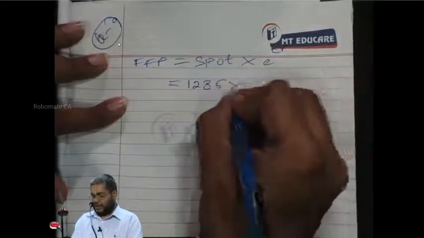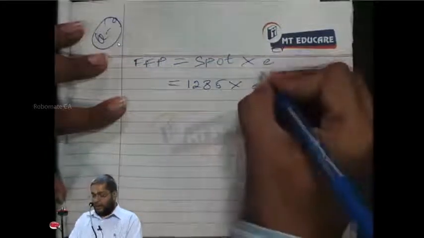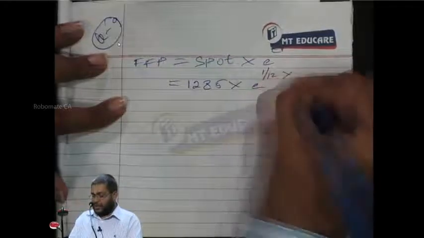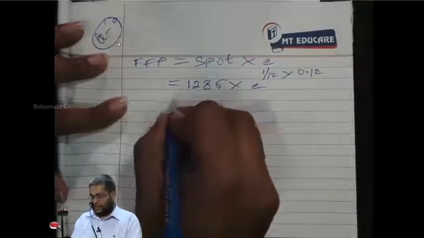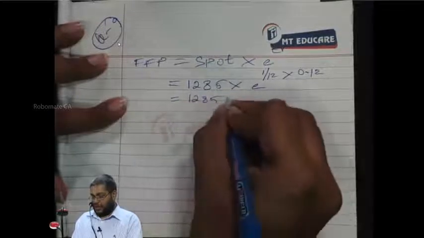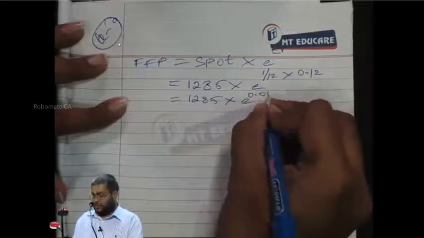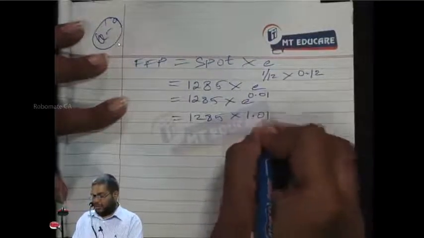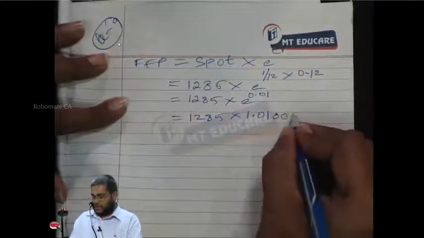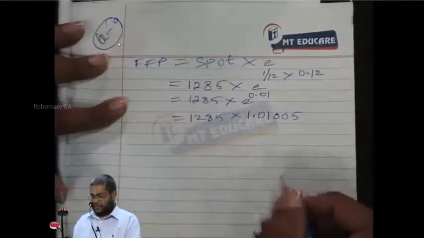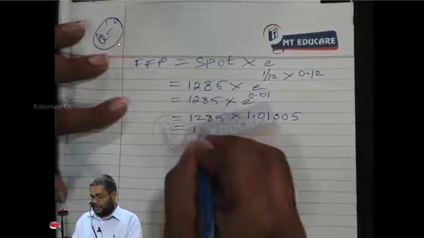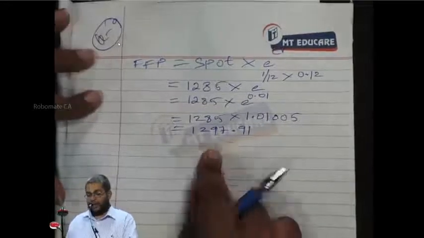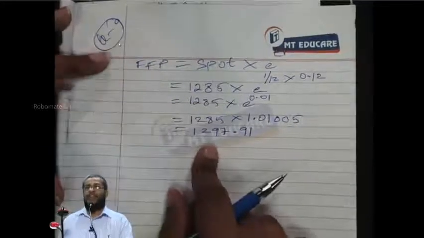What is spot price? 1,285 into e power. How many months future? 1 month. I want to find out the 1 month forward price now. 1 by 12 into 0.12. So 1,285 into e power 0.01, which is 1,285 into 1.01005. Multiply and tell me the number. 1297.91. Yes, the question number 9 answer is the fair futures price 1297.91.